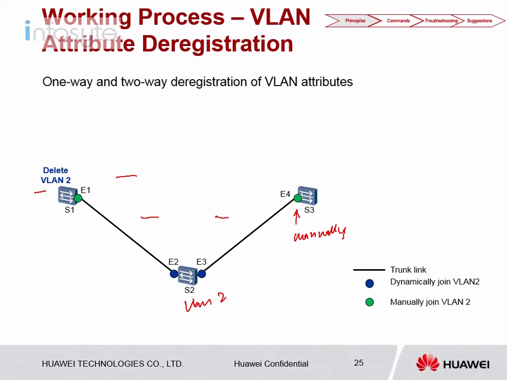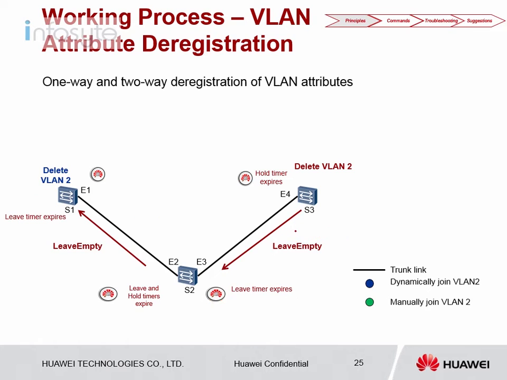Okay, so once they receive this information, what will happen here is that after S3 also deletes VLAN 2, it is going to send a leave empty to switch number 2. So now we have the leave empty. So this is how GVRP works, based on join in, join empty, leave in, and leave empty.